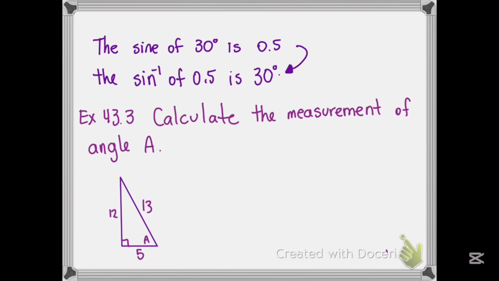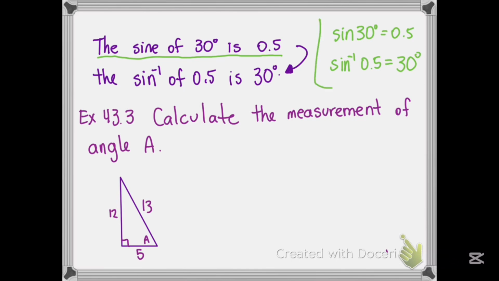Now, we're going to talk about the inverse of the sine. So let's read this carefully. It says, the sine of 30 is 0.5. The inverse sine of 0.5 is 30 degrees. So what is this for? How do I use it?